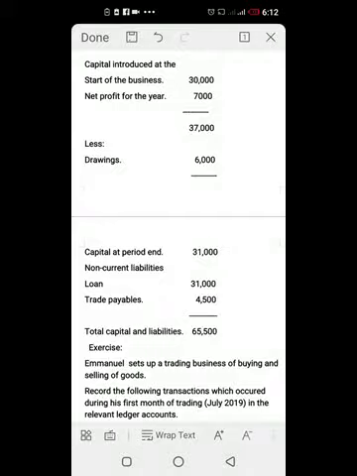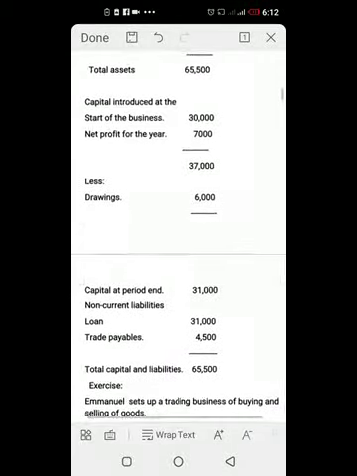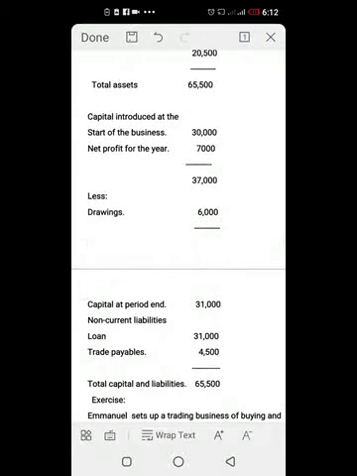Then we calculate our non-current liabilities. Our non-current liability is loan, which is 31,000 naira, and trade payable, which is 44,500 naira. The total of all this will give us total capital and liabilities of 65,500 naira. I hope that is quite understood. If you don't understand, you ask questions.